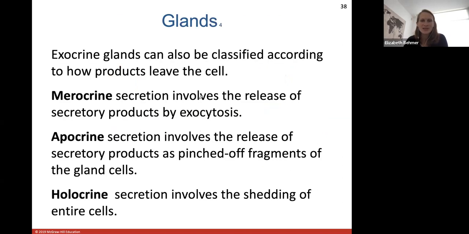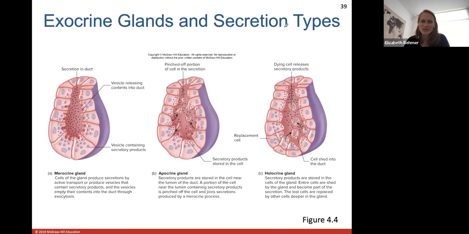Okay, exocrine glands can also be classified by how their products leave the cell. Merocrine secretion involves the release of secretory products by exocytosis, and apocrine secretion involves the release of a secretory product as a fragment that's pinched off of the gland cells. Holocrine secretion involves the shedding of entire cells. So this just describes how these exocrine glands actually get rid of the substances inside their cells.